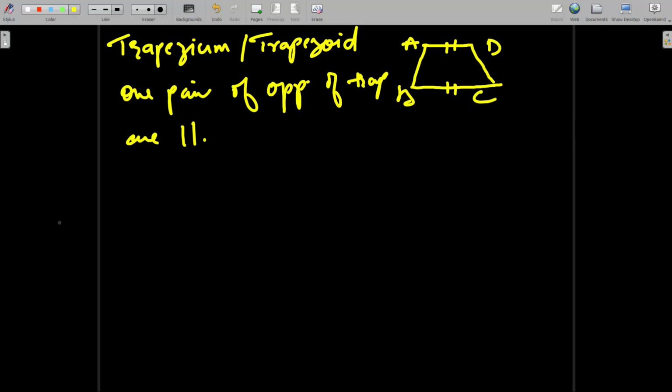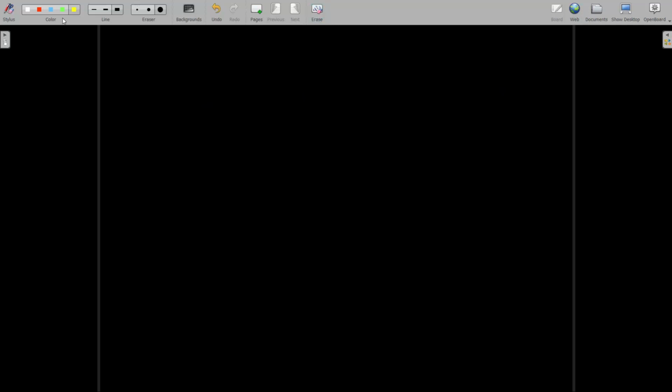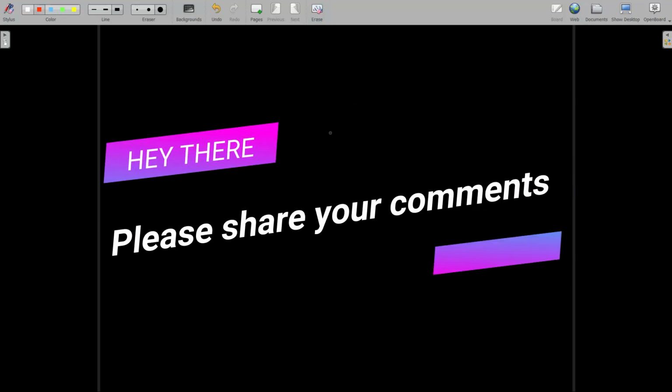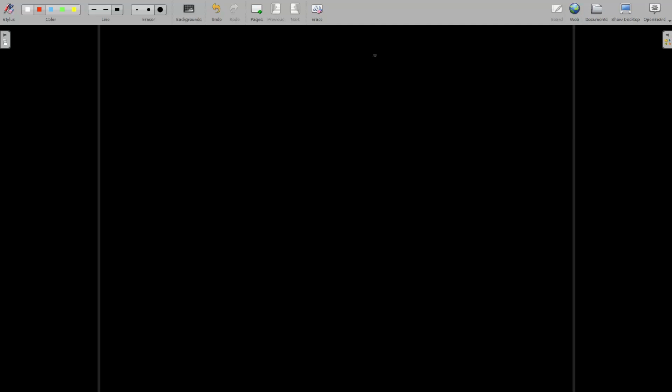Now let's look at the rhombus. If you see a rhombus, it's a form of a square. If you give a little push to the square, then it gets converted into a rhombus. So let me just write it out. Rhombus, just like this. Okay, now the first property is what?